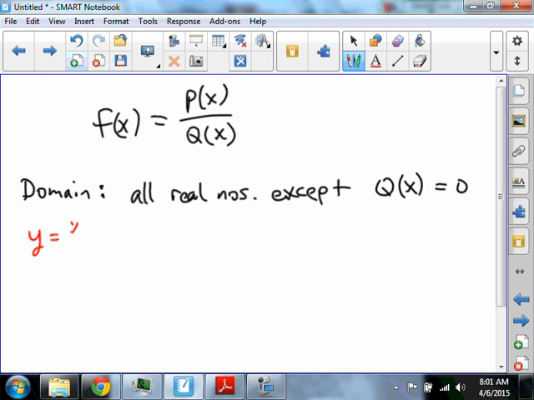Let's look at y equals x squared plus 1 over x squared. Actually, I did that inverted. I'm sorry. x squared over x squared plus 1. That's better. That's what I wanted to graph.